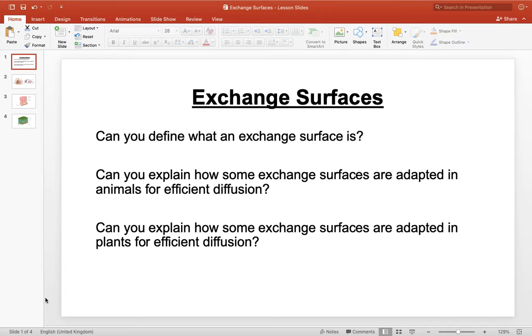So in previous lessons we've looked at diffusion and we've looked at surface area to volume ratio. In this lesson we're going to look at how exchange surfaces in biology allow the movement of substances via diffusion to happen more quickly. So by the end of this lesson you should be able to define what an exchange surface is. You should be able to explain how some exchange surfaces are adapted in animals for efficient diffusion, and you should be able to explain how some exchange surfaces are adapted in plants for efficient diffusion.